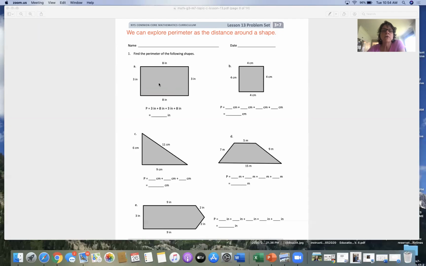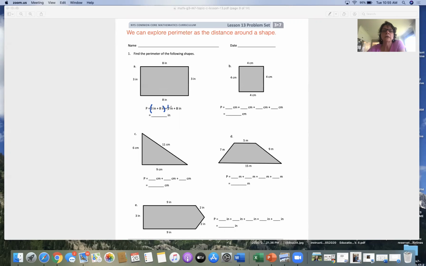Notice they're adding four numbers because our shape has four sides. And that's how perimeter works. You have to add all the sides so you find the distance around the shape. Now, when I get ready to add these, I can add them in whatever order I want. To show you what I'm thinking, I'm going to put parentheses around the 3 inches and the 8 inches like this.